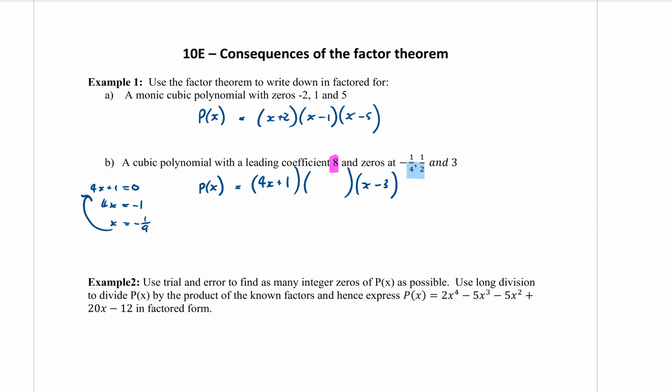And the same thing with the 1/2. I would put the 2 at the front of the x, so that would be 2x, and it would need to be a -1, so that would become a +1 if you were to move it back across. Okay, now if you were just to do a little check, you go 4x times 2x is my 8x squared, times another x is 8x cubed. So it is a cubic polynomial that does have a leading coefficient of 8.